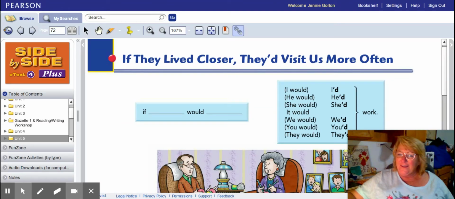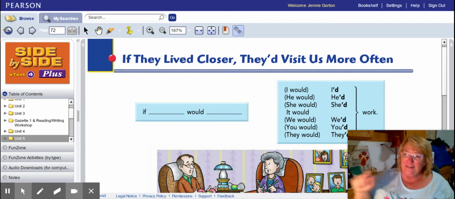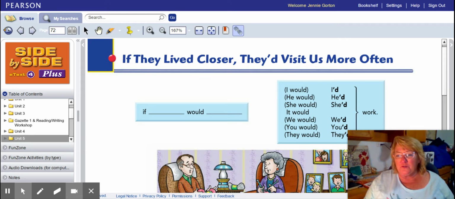And welcome again to Side by Side, page 72. Hold on, it's going to be a rough ride. Now, you need to see my introduction to present unreal conditionals. I already sent it and I posted it on our YouTube channel, so please watch that first.